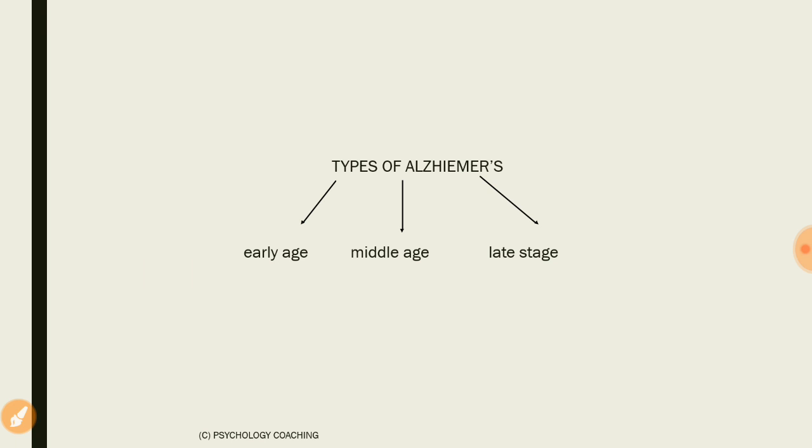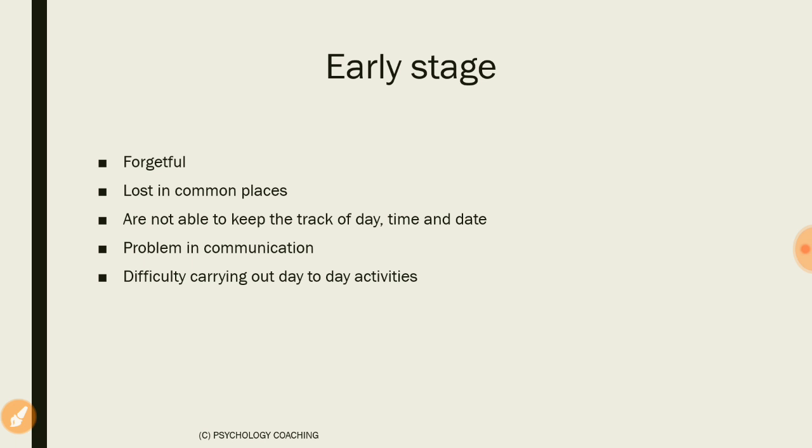And there are different stages of Alzheimer's: early stage, middle stage, and late stage. In the early stage, the common factors are forgetfulness and losing things in common places. They are not able to keep track of day, time, and date. There is a problem in communication, and they have difficulty carrying out daily life activities.